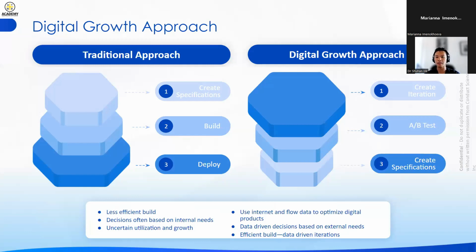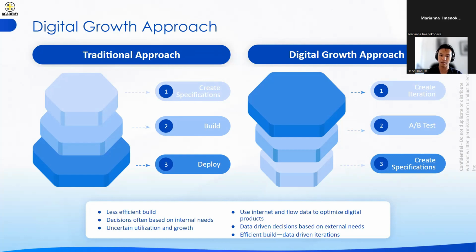Now, the first thing I want to talk about is growth, and I'll talk about three things, and that's the digital growth approach. Generally speaking, when you think about making software, you get introduced to two very common ways that you'll have project management software. That's the waterfall method and the agile method, which is the traditional approach. You'll create your specifications, you'll build, and you'll deploy. One thing you'll start to realize with the traditional approach is that it's actually less efficient, and it's based on internal needs, such as what you believe the software may need. And oftentimes, it's unclear how much that software you are making will be used.